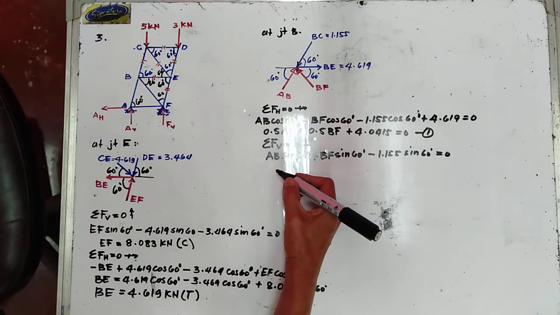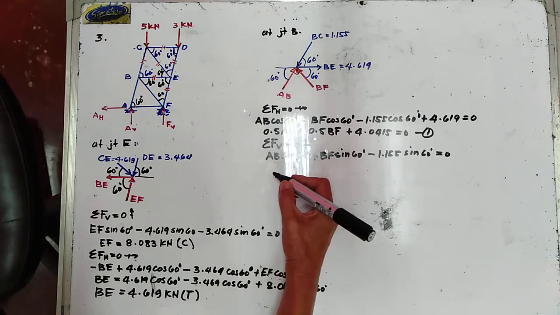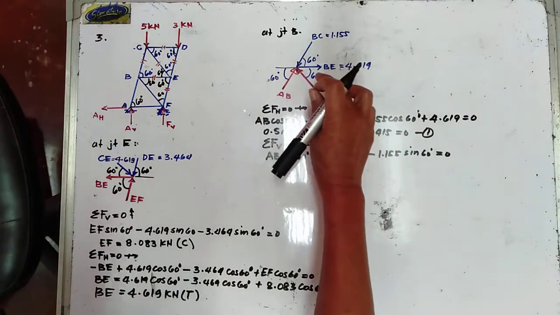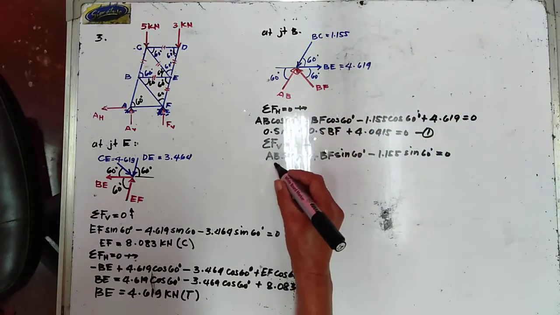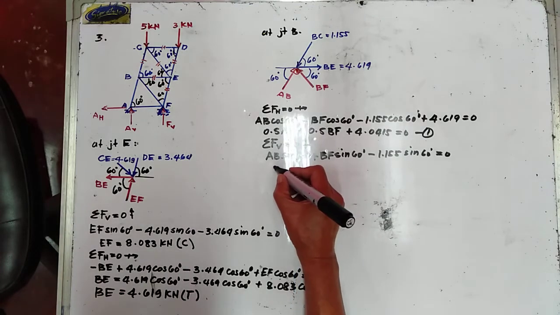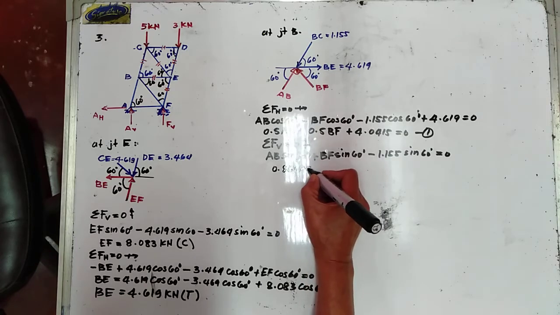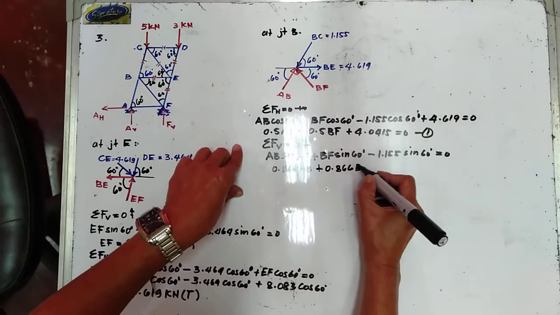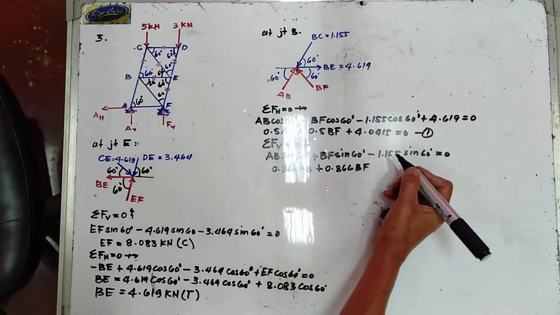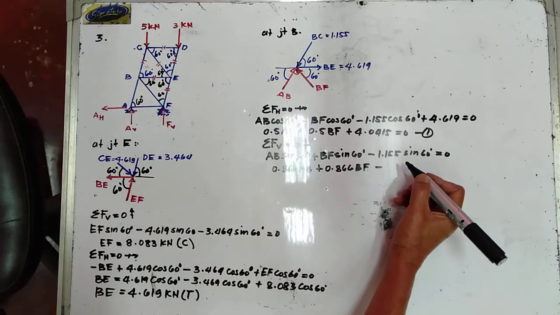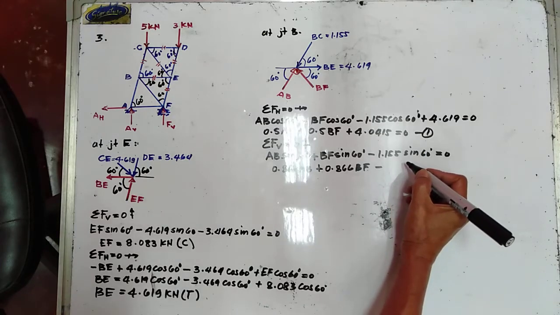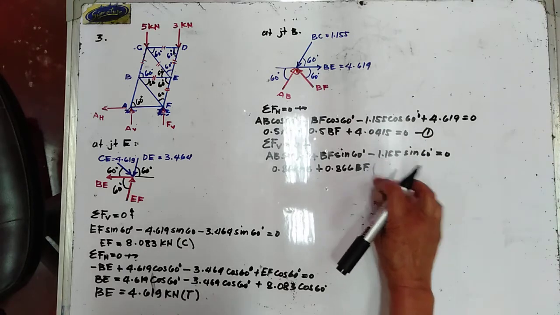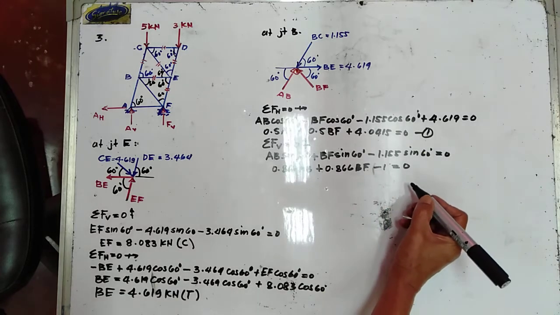Now sine of 60 is 0.866, so we have 0.866 AB plus 0.866 BF minus 1.155 sine of 60 degrees. And 1.155 sine of 60 degrees is equal to 1. So minus 1 is equal to 0. This is equation 2.